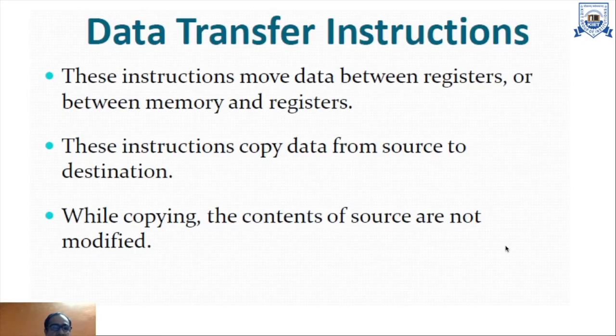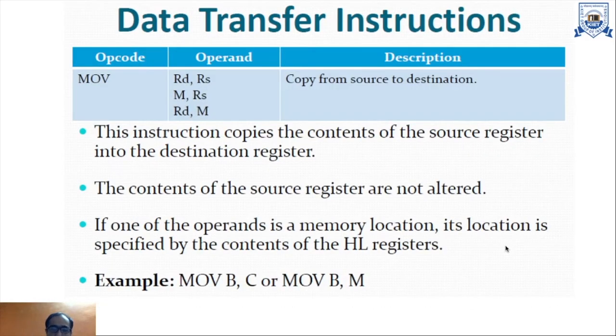So let's start with what exactly the data transfer instructions are. Actually, these instructions move the data between the registers or between the memory and registers. The important thing is that the data is not actually altered when you copy the data from source to destination. So let's start with the first instruction, that is MOV. Operands are Rd, Rs, where R is the register, D is the destination.